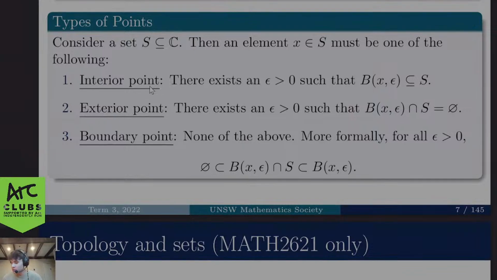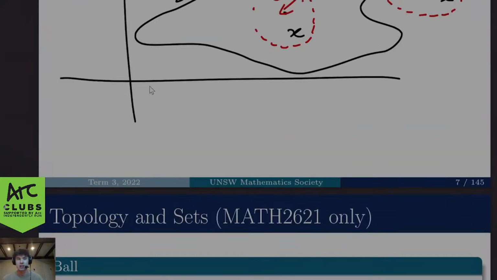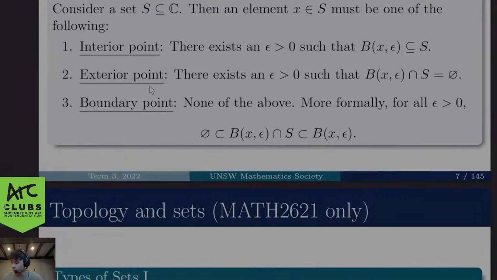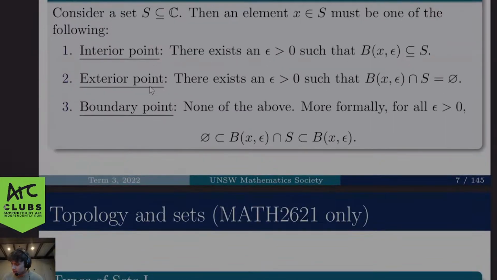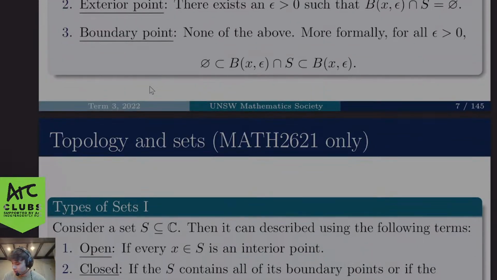Finally, boundary points, which are none of the above. A boundary point is not an interior point and not an exterior point, and so it lies on the boundary. Our formal definition says that the empty set is a subset of the intersection between the ball and the set S, which is a subset of the ball itself.